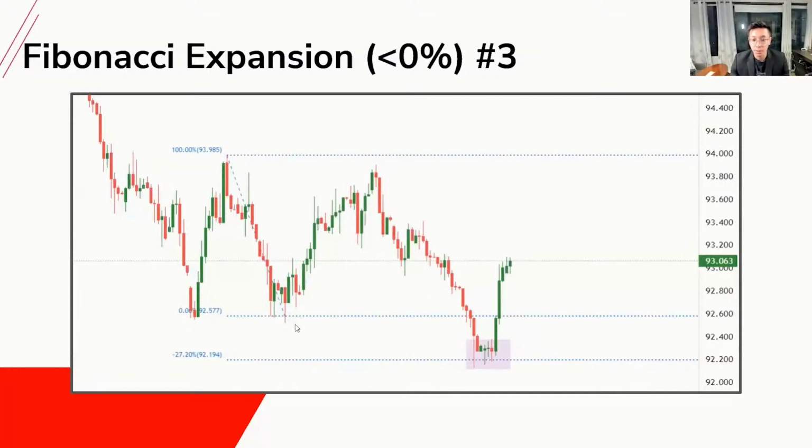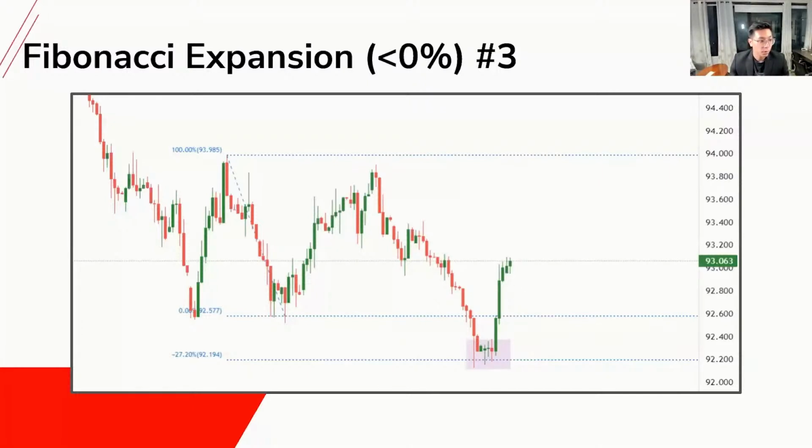Okay, so it broke past this low, so that's your second criteria. Broke past this low, then bouncing off this negative 27.2 expansion level. You can see right here, all the different weeks, price didn't even close below this negative 27.2 expansion level and flew up.